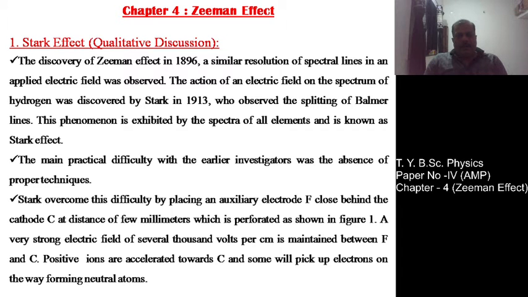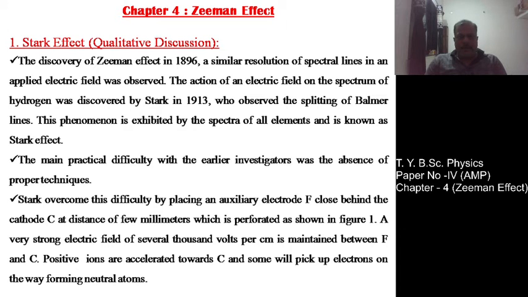In the last article, the action of an electric field on the spectrum of hydrogen was discovered by Stark in 1913. That's why this effect is known as the Stark effect. He observed the splitting of Balmer lines. Balmer means the visible spectra: H alpha, H beta, H gamma, these lines. This phenomenon, exhibited by the spectra of all elements, is known as the Stark effect.